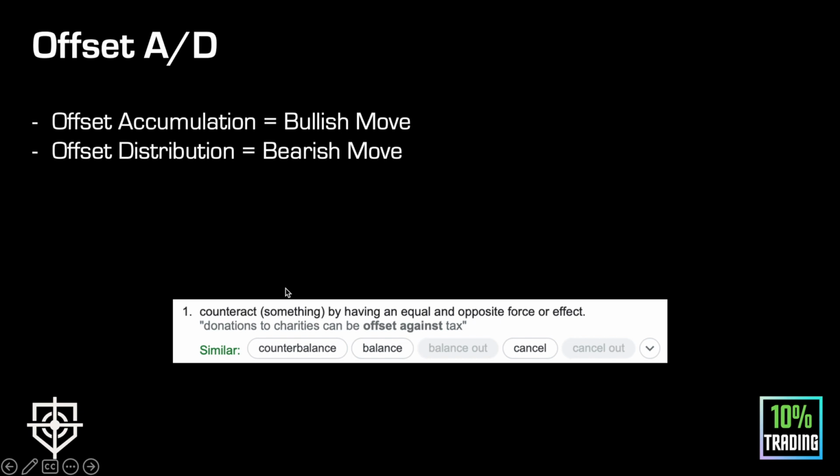Counteract something by having an equal and opposite force or effect. So let's think about it. Let's rewind to the last lesson. What did I tell you guys? When we sweep liquidity, when we sweep old highs and lows, what did I say we do? It comes back to that basic concept.